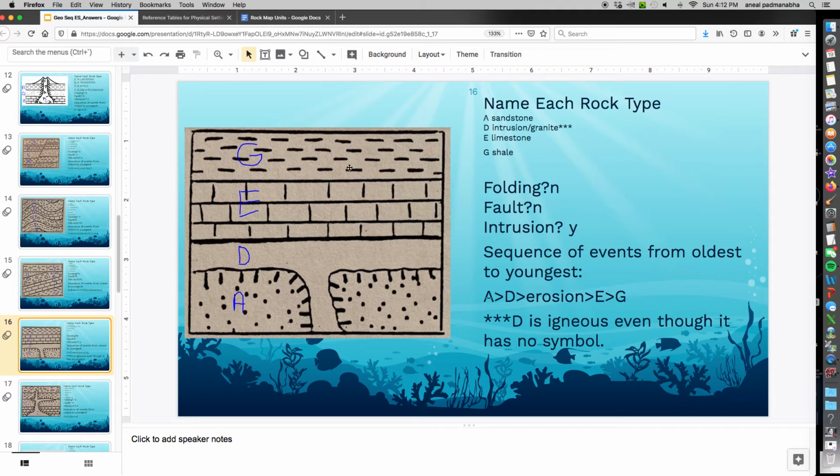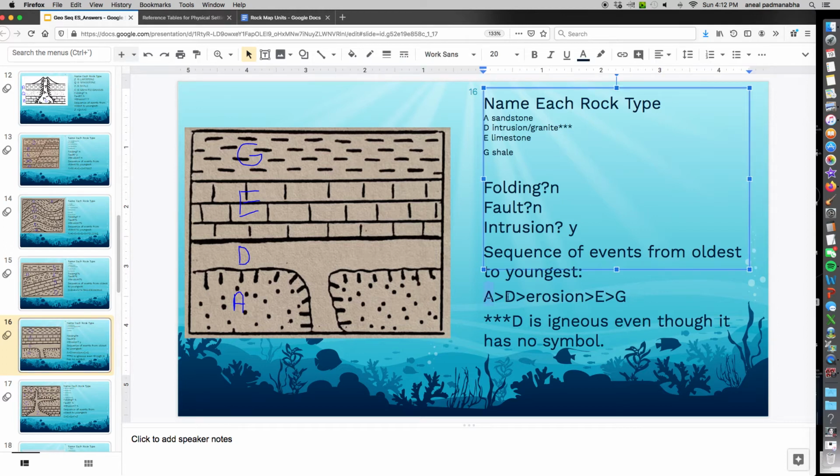Here we go. For this one, what's happening right here? Remember, D is an igneous intrusion. I said that the last slide, last class. So A is deposited, then D, then erosion, E, and then G. So you might be thinking, why?